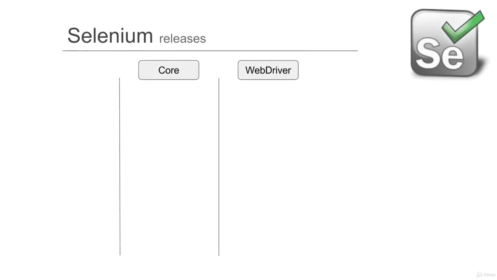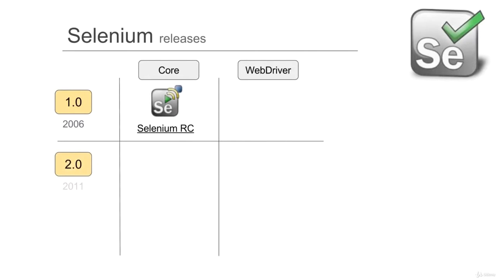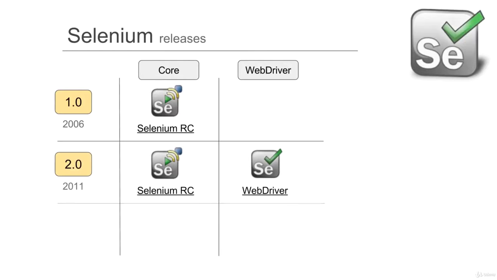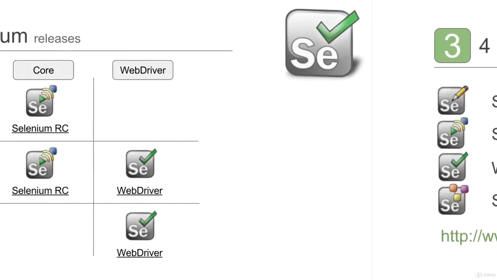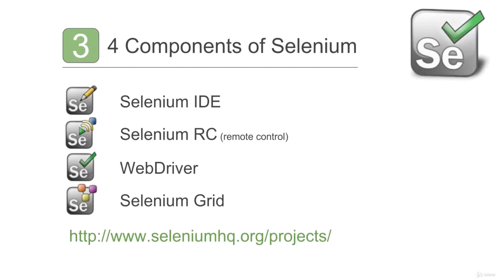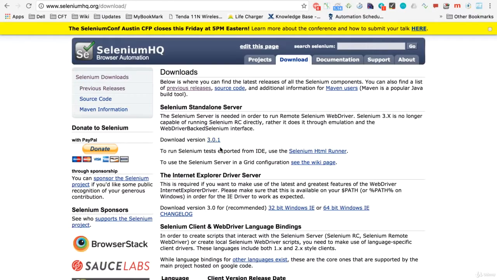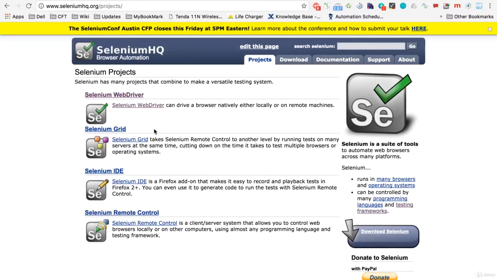Let us very quickly look at the high level releases of Selenium. In 2006 we had Selenium 1.0, where we had Selenium RC. In 2011 we got Selenium 2.0, where WebDriver came into the picture, but Selenium RC was still there and actively supported. But in 2016 with Selenium 3.0, we do not have any active support for Selenium RC, and now we have WebDriver. We will look more into this in the history of Selenium. So these are the four major components. You can also go to the Selenium site and go to the projects section, where you will find details about these four components.